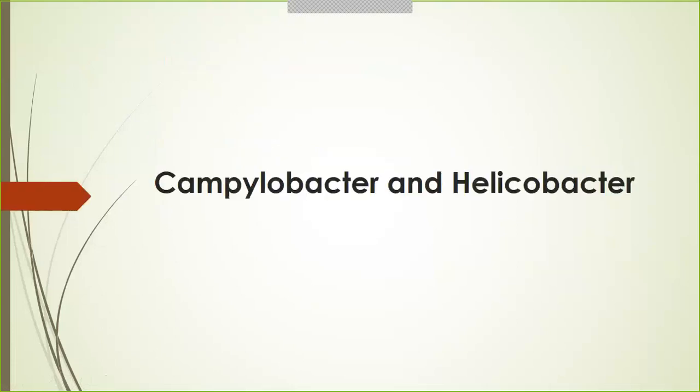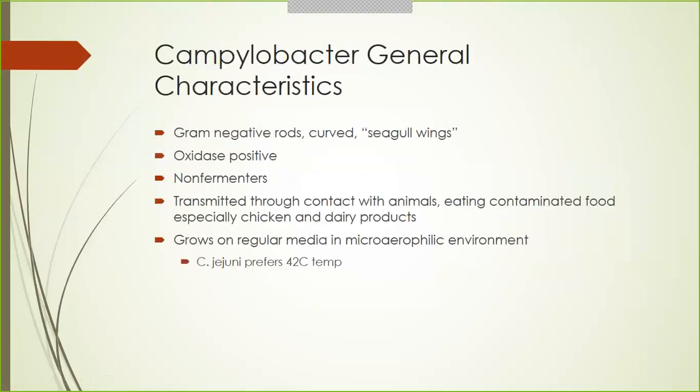On to Campylobacter and Helicobacter. These are some things that we commonly see in the micro lab. So we'll start with Campylobacter, gram-negative rods, curved, and they're said to look like seagull wings when you look at them on the gram stain.